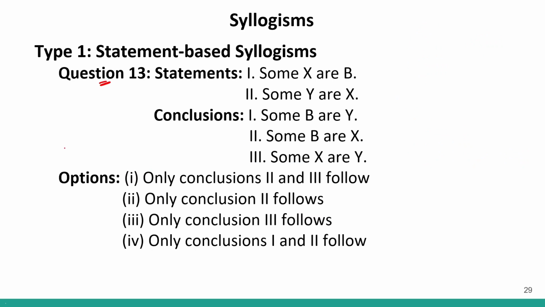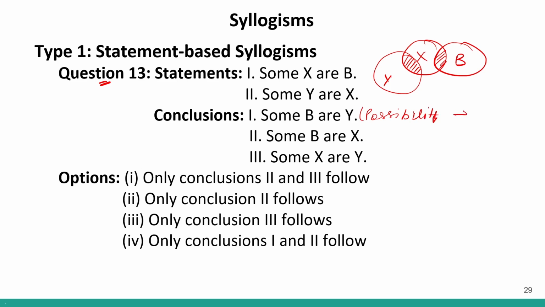Question number 13. 2 statements, 3 conclusions. Statement 1 says some X are B. So this is how I will represent it, highlight being this part. Some Y are X will be written like this. This will be the highlighted part. So this is my Venn diagram. Conclusion 1 says some B are Y. This is a possibility, but it may or may not be true. Therefore, this is false. Correct?